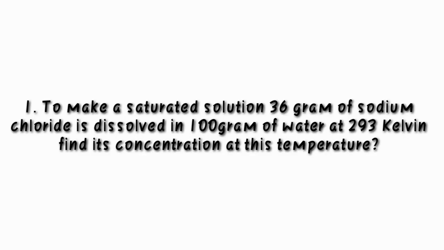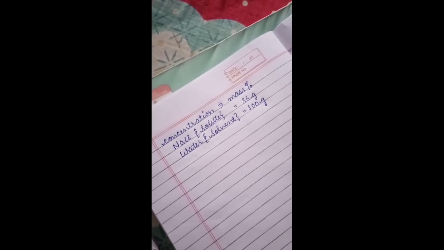Our first question is, to make a saturated solution, 36 gram of sodium chloride is dissolved in 100 gram of water at 293 Kelvin. Find its concentration at this temperature. Here concentration refers to mass percent. The solute given is NaCl and it is 36 gram, and the solvent given is water, that is 100 gram. Therefore the mass of solution will be 136. How? The mass of solute plus mass of solvent.